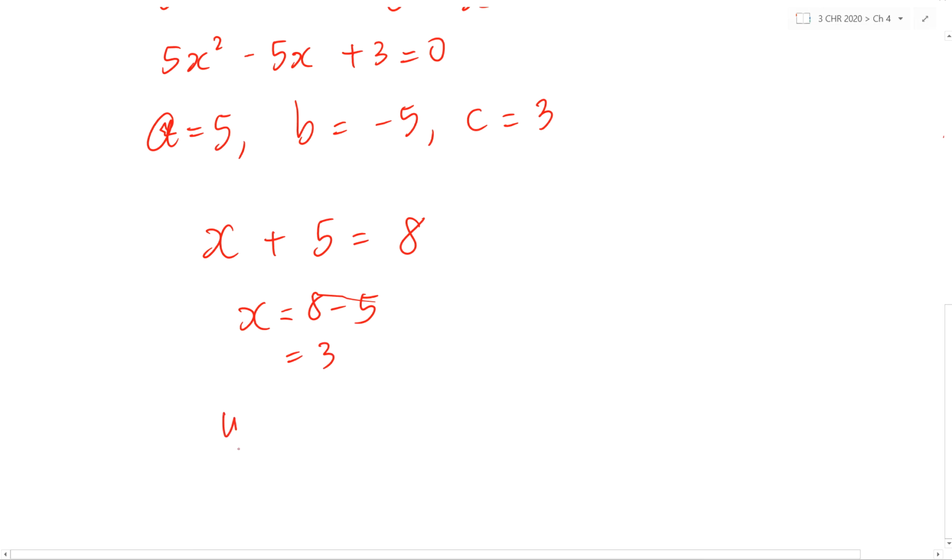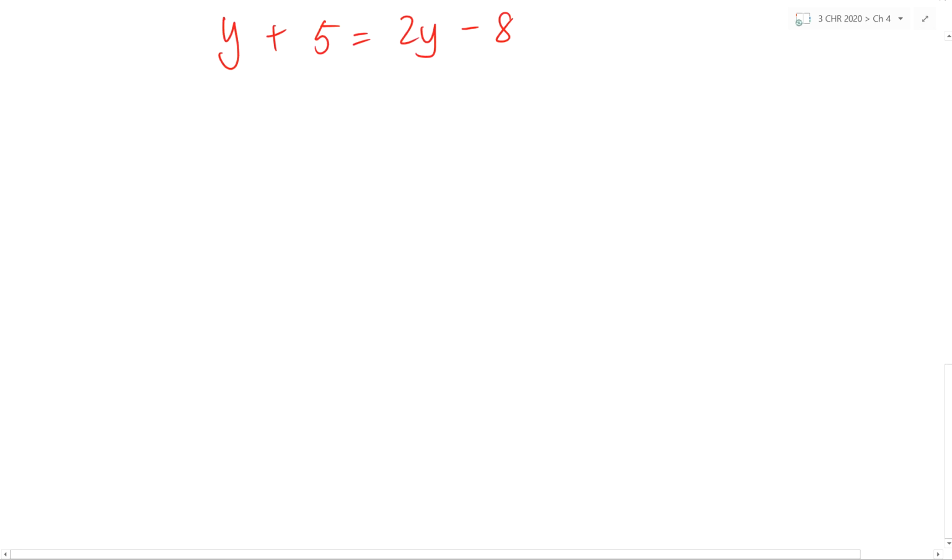We can even solve y plus 5 equals 2y minus 8. What should we do first? Minus y. Okay, yeah, minus y. So 5 equals 2y minus y, which is y minus 8. So what do we do next? Plus, minus, times, or divide? Plus 8. Yes. 5 plus 8 equals y. Y equals 13. Yeah, we can solve.